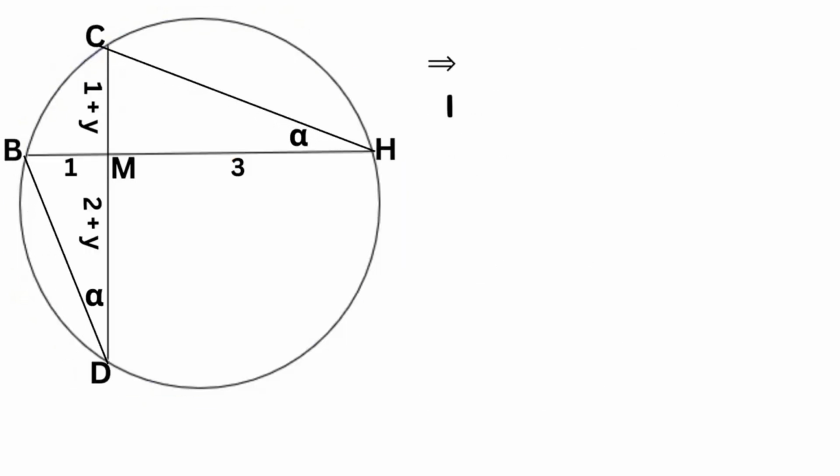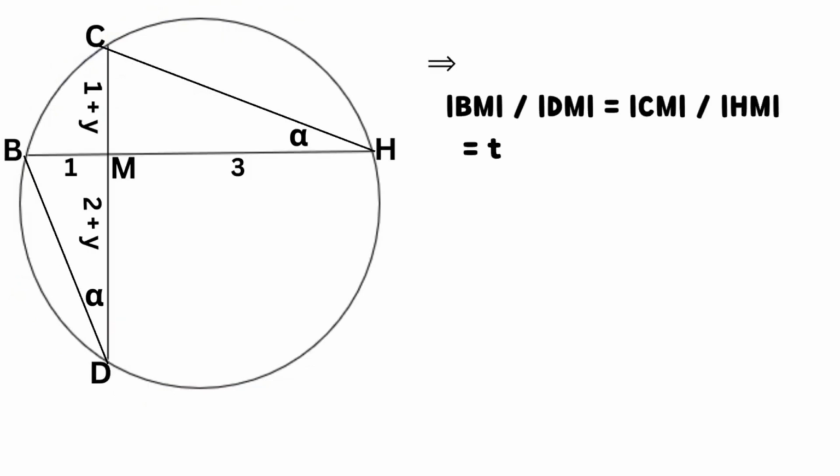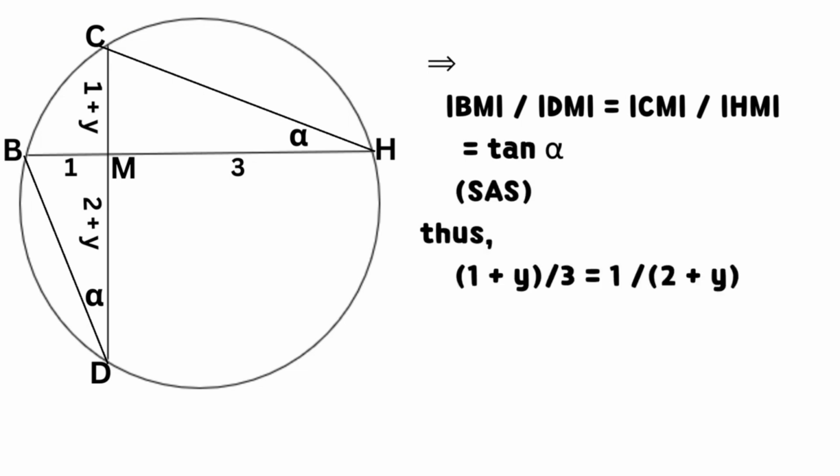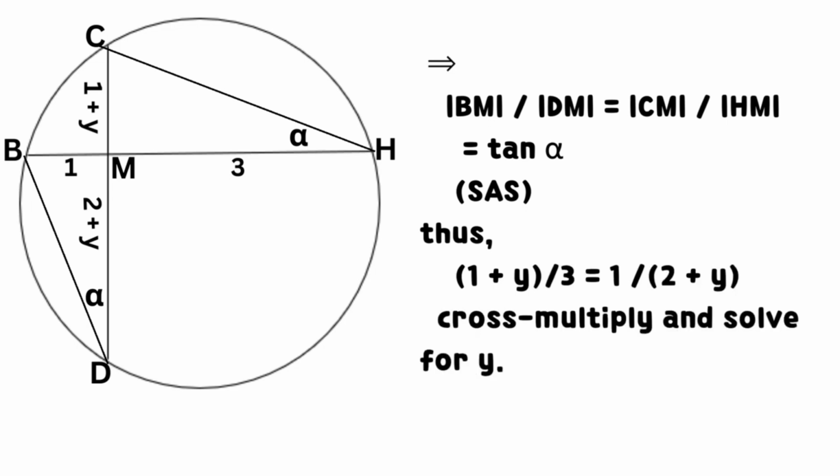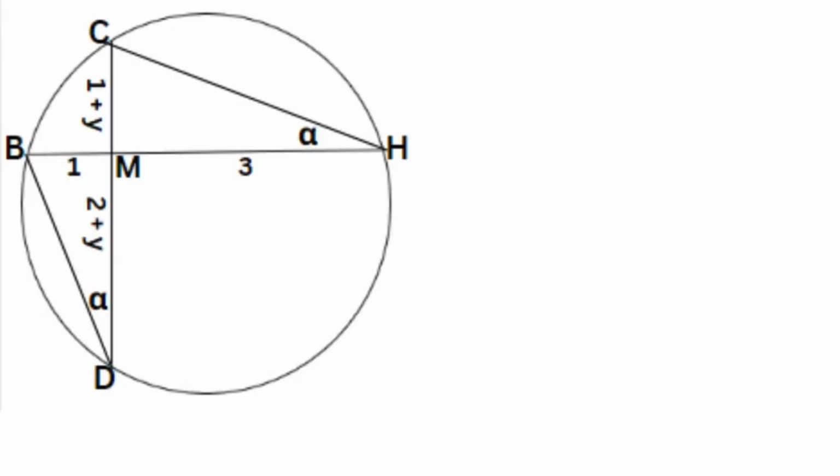The side length of the square is 1 unit. This implies that the ratio of the length of line BM to the length of line DM equals the ratio of the length of line CM to the length of line HM, which equals tan alpha. Side angle side is a property of similar triangles. Thus, the ratio of the sum of 1 and y to 3 equals the ratio of 1 to the sum of 2 and y. Cross multiply and solve for y.